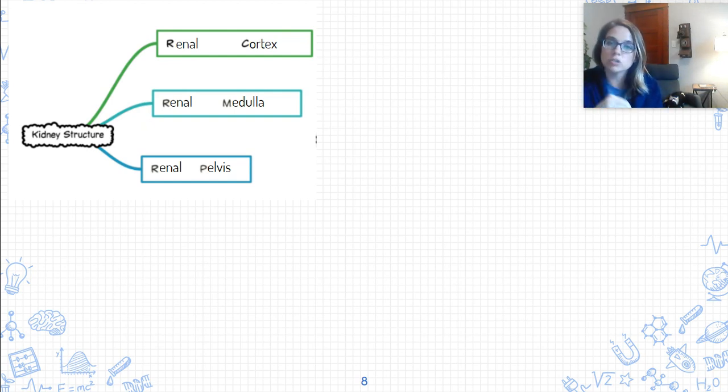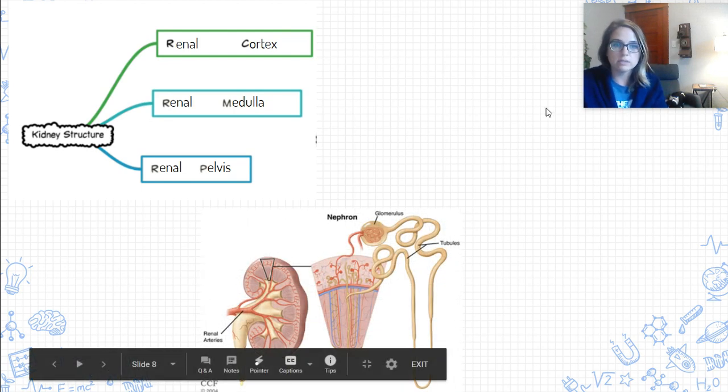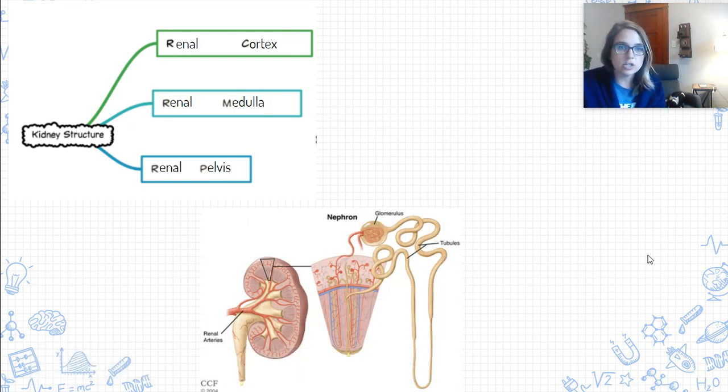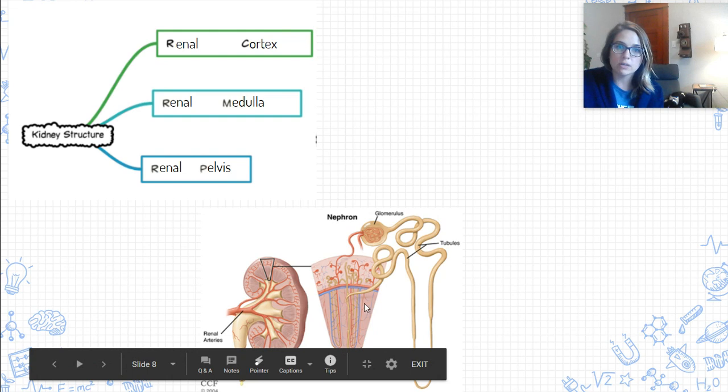The main structure, the basic unit of our kidney is called the nephron. And we find those basically in the cortex and the medulla. So with this picture here, you can see the kidney, and then notice the little triangles, those renal pyramids. This little triangle is showing you a section of the kidney. This portion right here that's lighter in color would be the cortex, and this portion down here is the medulla.